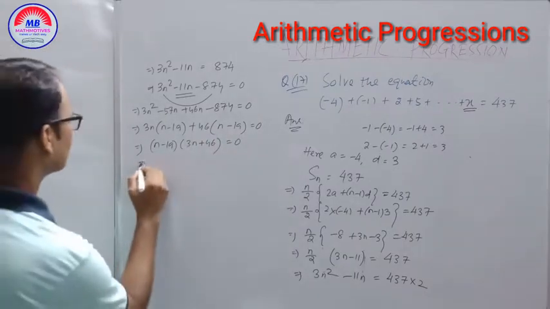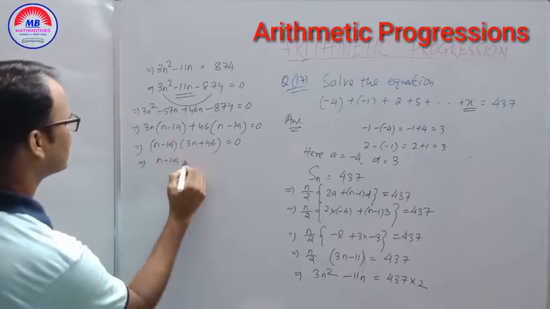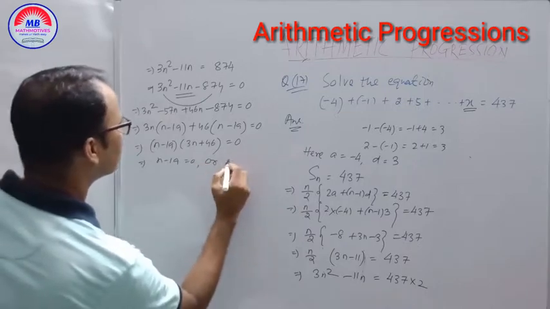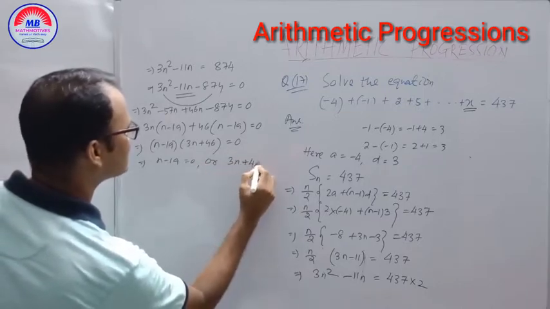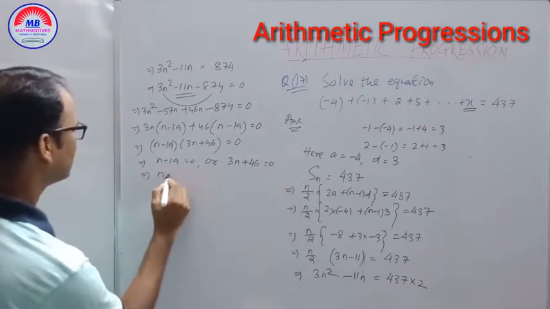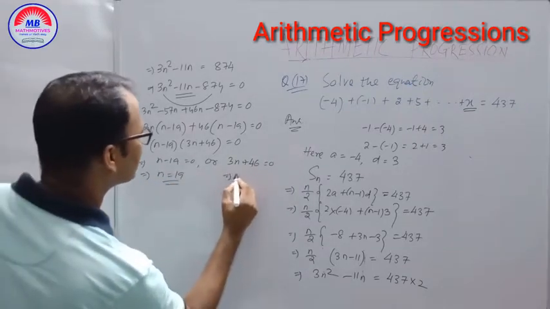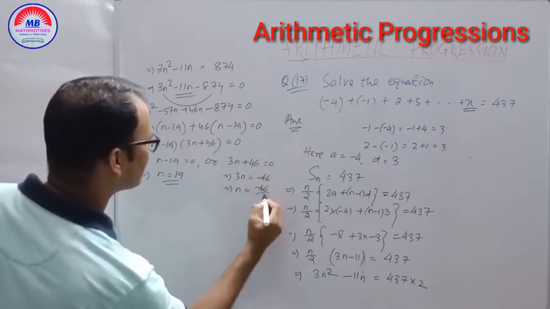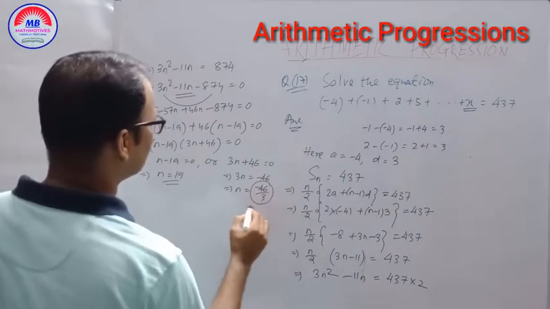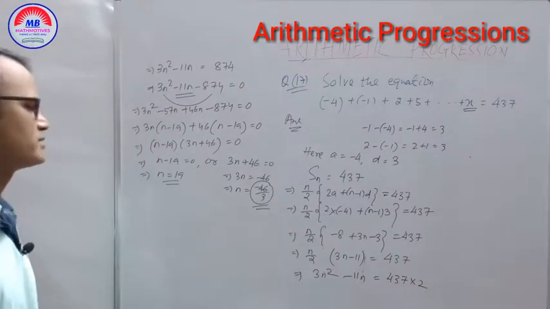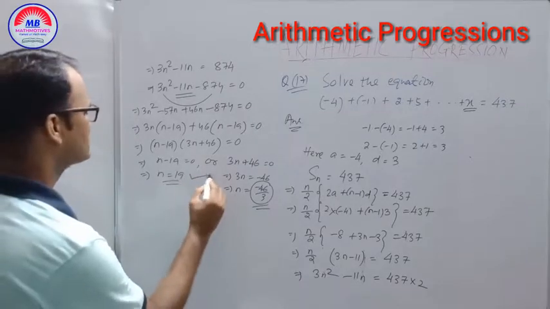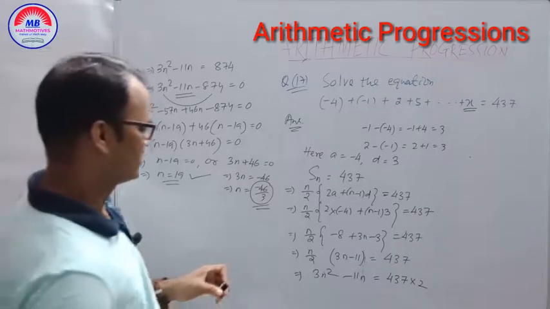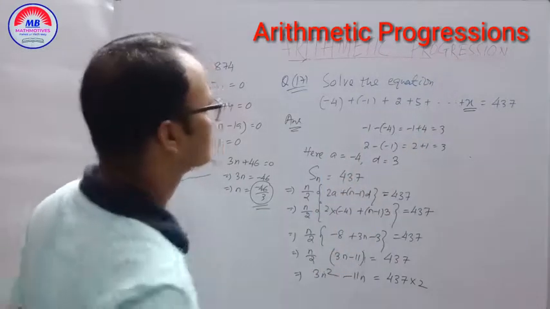Then n minus 19 equal to 0, or 3n plus 46 equal to 0. Here n equal to 19. Here 3n equal to minus 46, n equal to minus 46 by 3. This is negative, and n will never be negative, because n is a positive integer. So the answer is n is 19. N is 19 means the number of terms is 19.